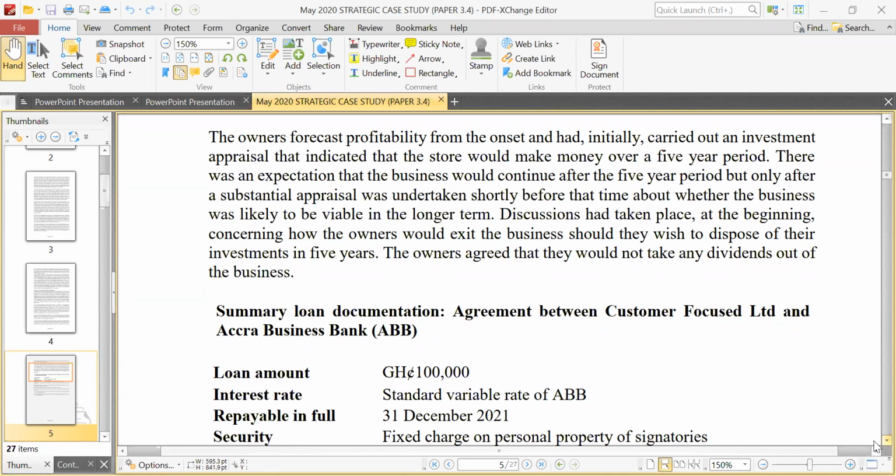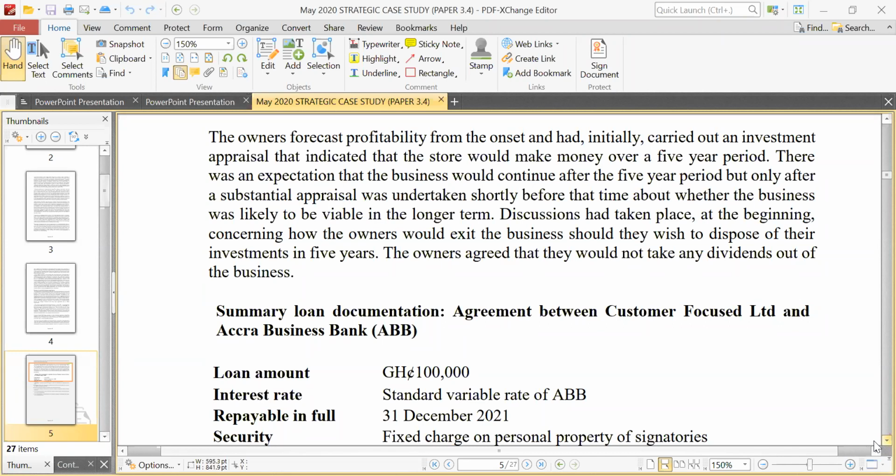Discussions had taken place at the beginning concerning how the owners would exit the business should they wish to dispose of their investment in 5 years. The owners agreed that they would not take any dividends out of the business. Okay, so first off, once you hear forecasts, you need to understand the assumptions surrounding the forecast. The assumptions will influence the accuracy of the forecast. And two, the factors that were existing at the time of the preparation of the forecast might have changed. And so that would impact the accuracy of the forecast as well.